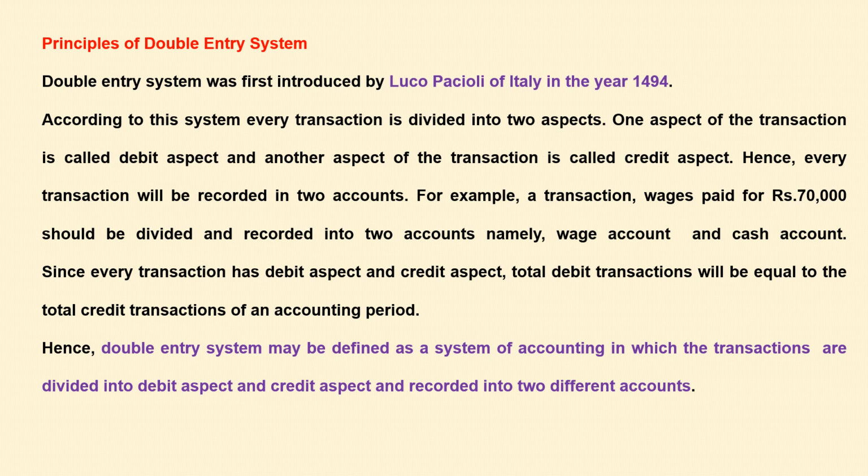For example, a transaction wages paid for rupees 70,000 should be divided and recorded into two accounts, namely wage account and cash account. Since every transaction has debit aspect and credit aspect, total debit transactions will be equal to the total credit transactions of an accounting period. Hence, double entry system may be defined as a system of accounting in which the transactions are divided into debit aspect and credit aspect and recorded into two different accounts.